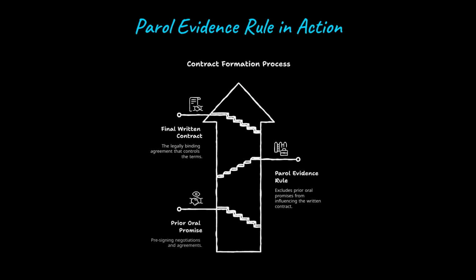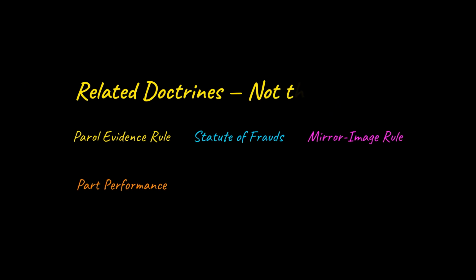Picture the negotiation phase on one side and the signed contract on the other. The parole evidence rule acts as a barrier. Any prior promise or conversation that contradicts the written terms simply cannot cross over to alter the finished deal.